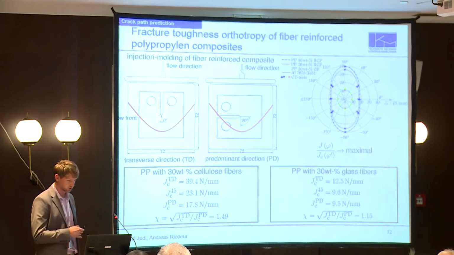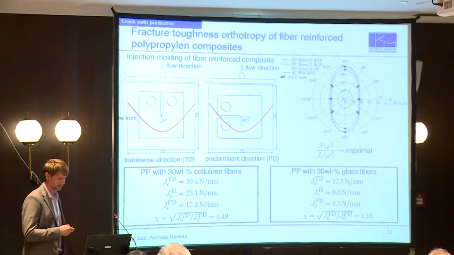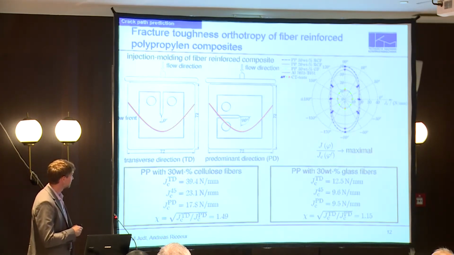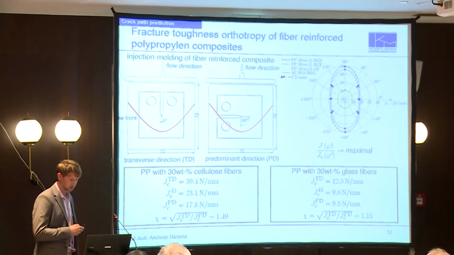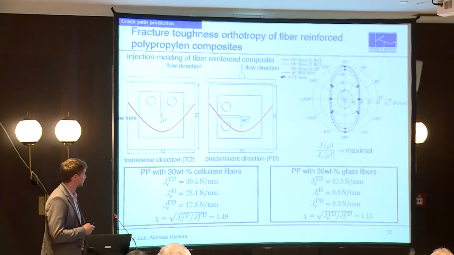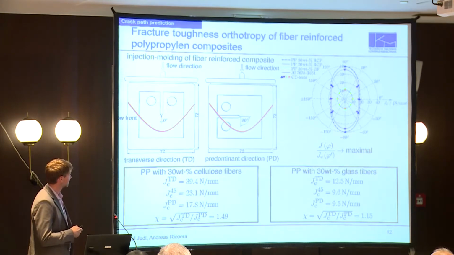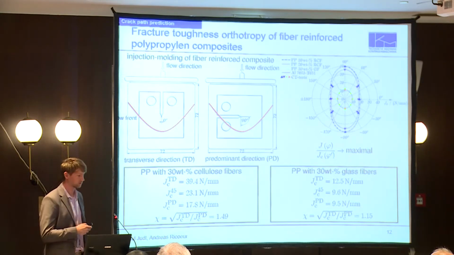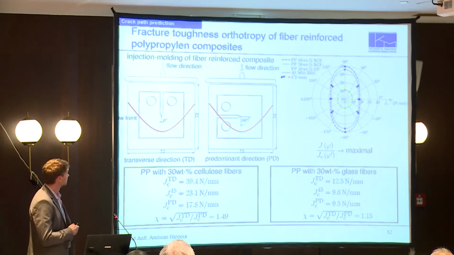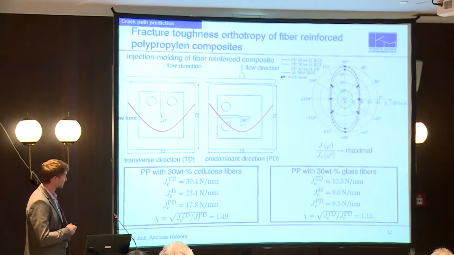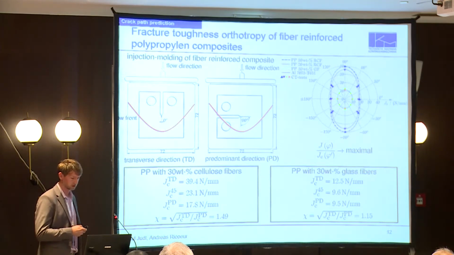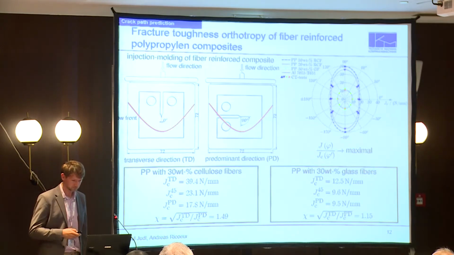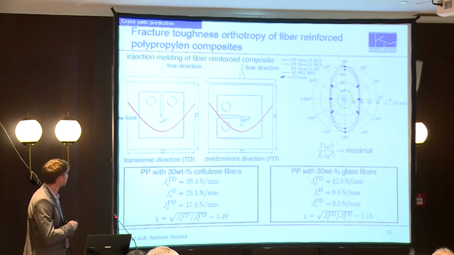Okay, finally, I want to show you some results of crack path predictions applying this model. Here we have a CT specimen. The specimen is a composite specimen. The matrix material is polypropylene, and we have glass and cellulose fibers as reinforcements. The specimens were cut out of plates. These plates were manufactured applying an injection molding process, so we have a certain flow direction.